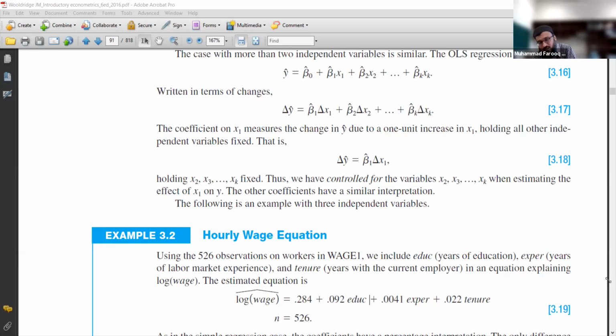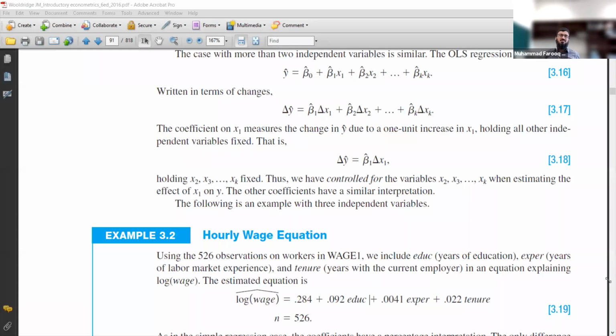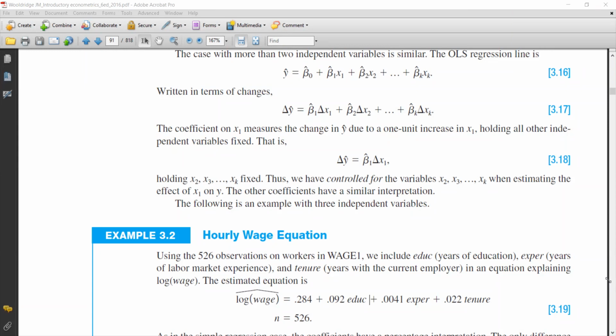So how will they trade off these two things? Would a college graduate get a higher salary than an intermediate pass with 4 years of experience working at that same company? Yes, we could say that because the education variable has the highest coefficient.